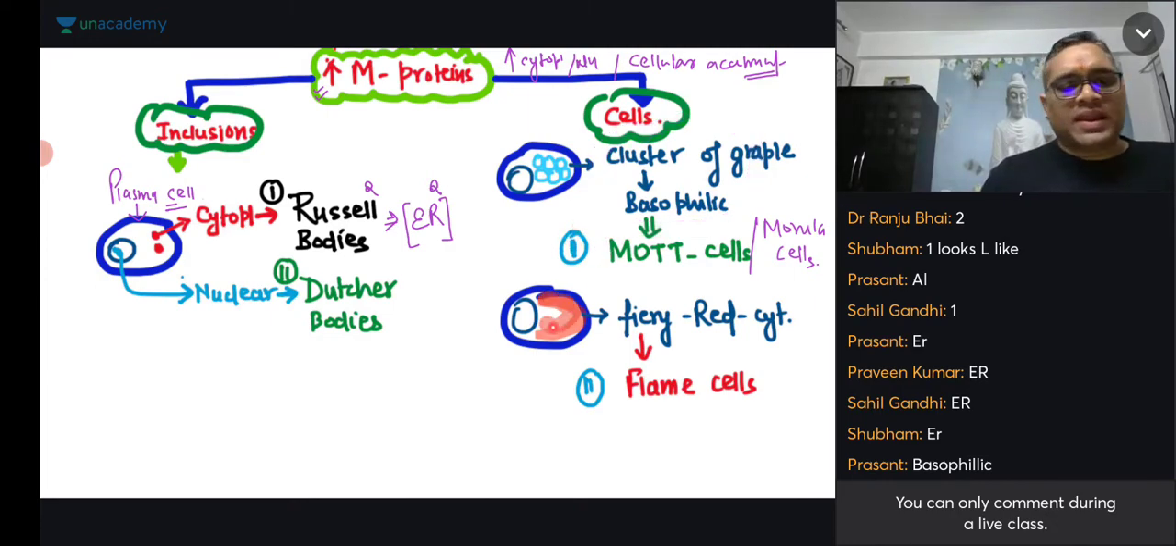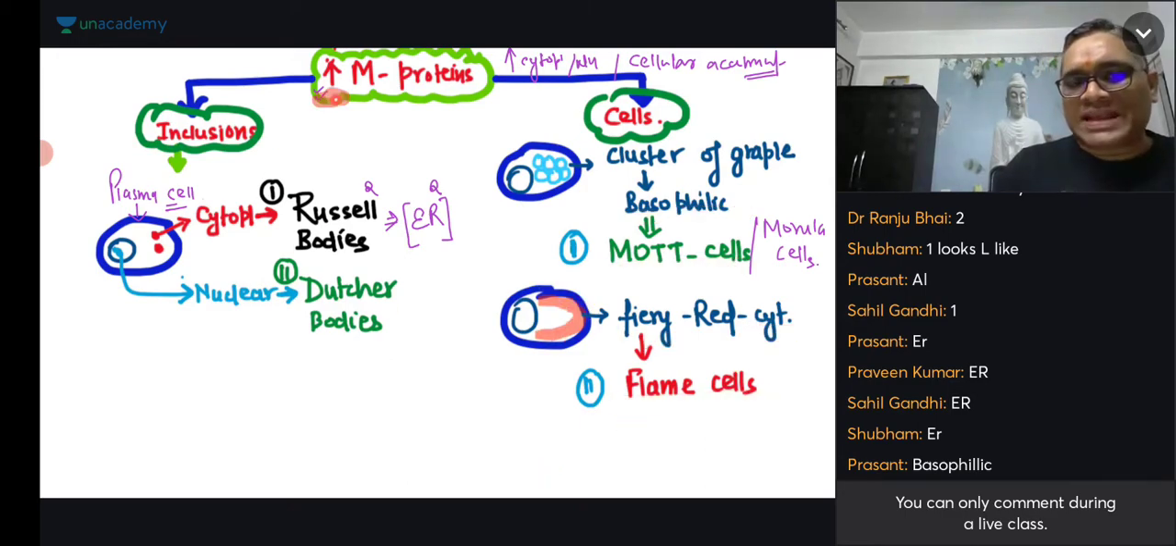Sometimes the immunoglobulin will be very red in color. So when they are red in color, this will be called flame cells. So fiery red deposition of the M protein is known as flame cell, right? So now understood. There are two types of cell. The cluster of grape-like basophilic deposit is Mott cell. Fiery red deposition in the cytoplasm is called flame cell, right?